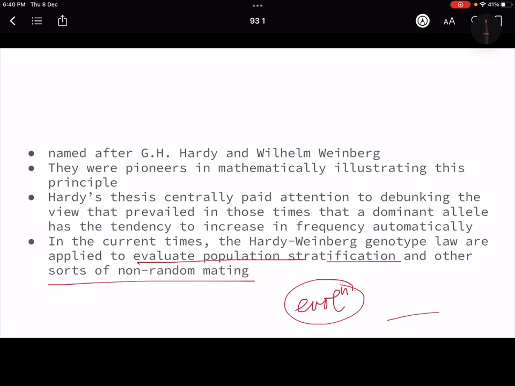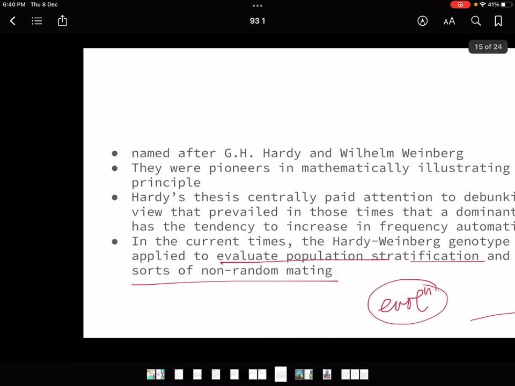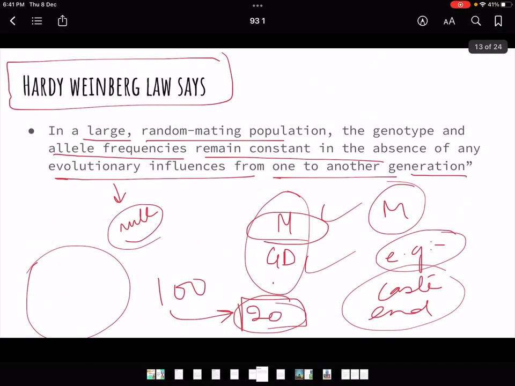So I think you must have understood the idea, and I do not want to put too much in your mind, because this is a topic I wanted to cover in two lectures. If I do it in one, you are not going to understand many things about it. So I think you must have understood what Hardy-Weinberg law is. It's a mathematical formula, a part of population genetics. In this, we are saying that in a large random mating population, the genotype and allelic frequencies remain constant in the absence of evolutionary influences.